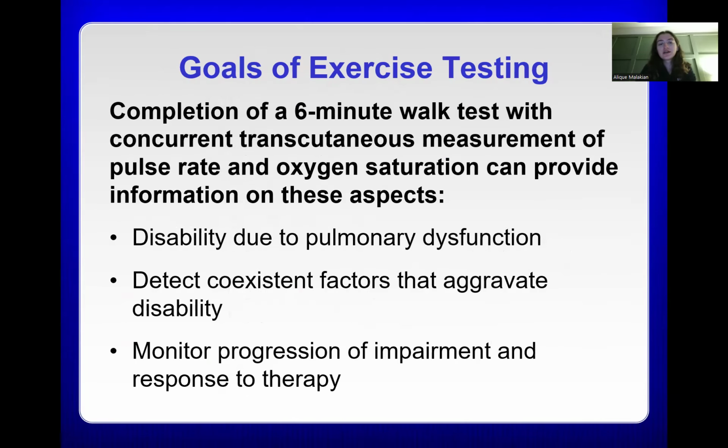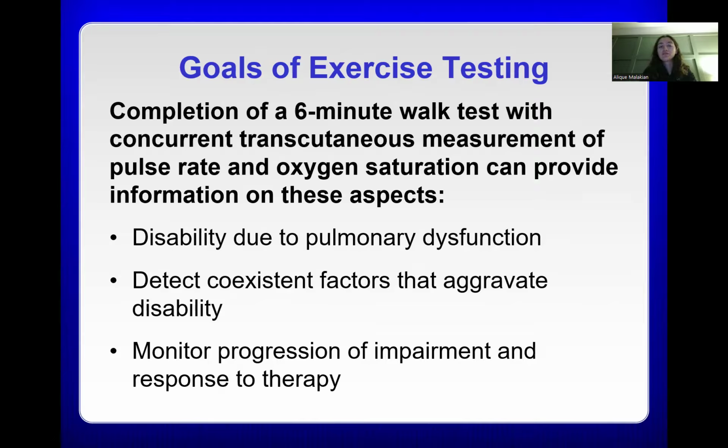So, what about exercise testing? Well, it is recommended to do an exercise test for this population because it can provide information on these three things. So, the level of disability due to their pulmonary dysfunction, detect coexistent factors that aggravate the disability, and then monitor the progression of impairment and response to therapy.